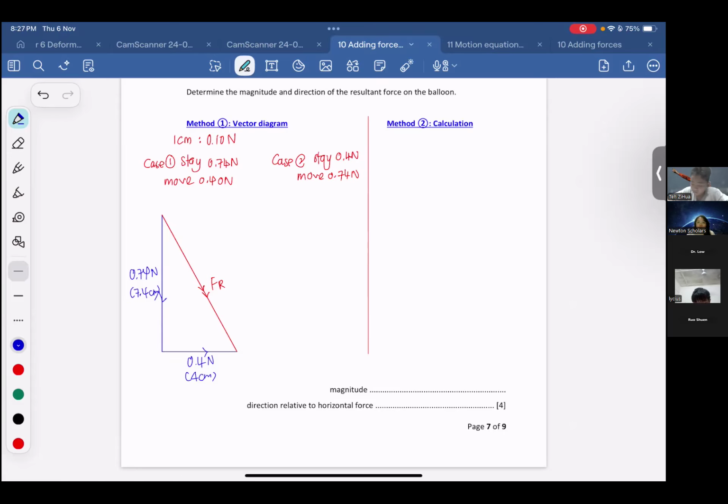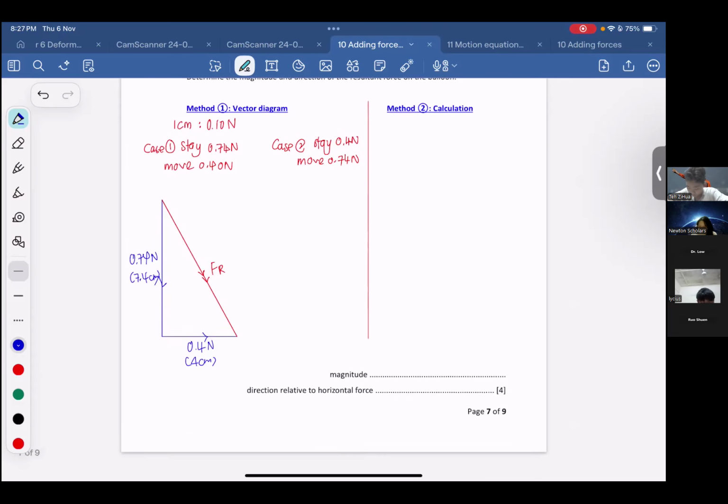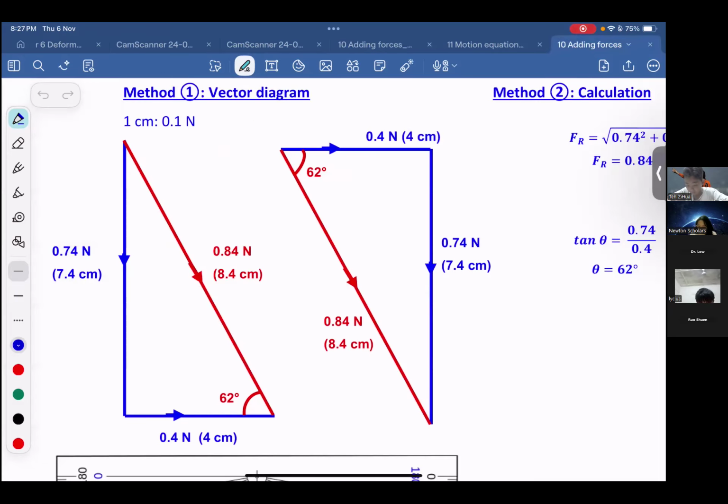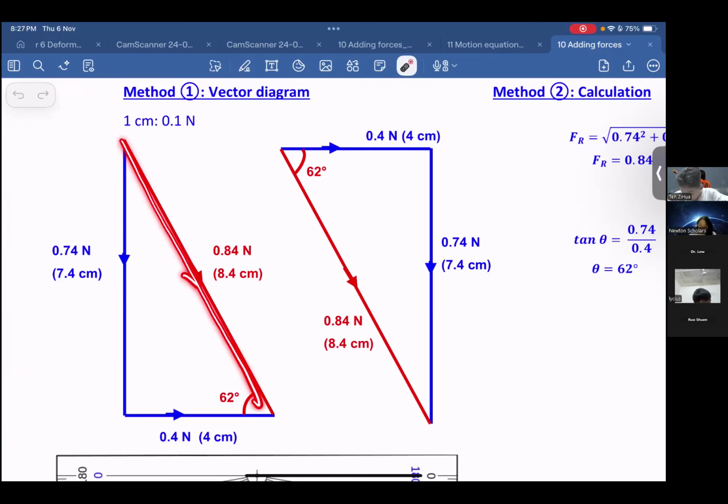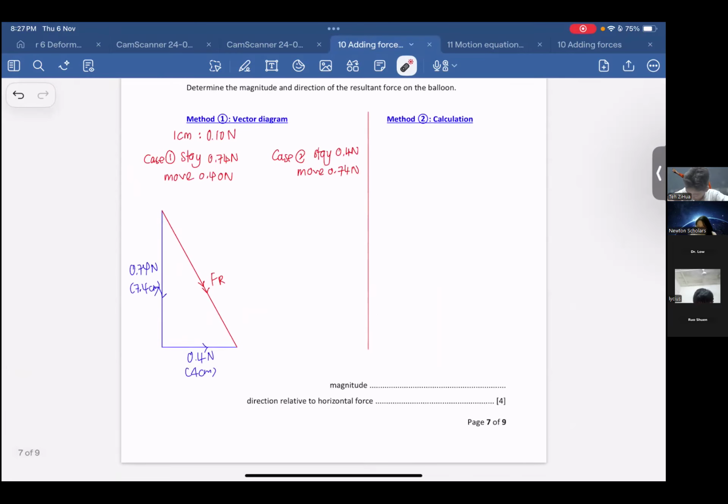Okay, boys and girls, this is my answer. Either method, both will give you the same answer. Can you see that? No matter which method I use, I will get the same resultant force. Okay, I want you to have a look here.